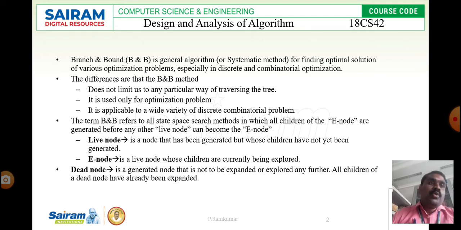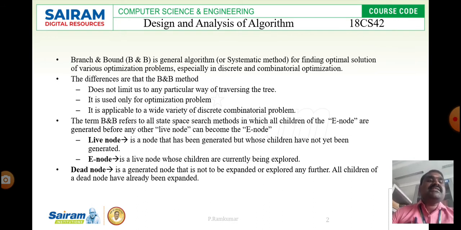Here, in order to find an optimal solution for a problem, we have three different types of nodes. The first is the live node, then the E node, which means extended node, and the last one is the dead node. A live node is a node which doesn't have any children. When we construct a tree, the last leaf node will be called a child, whereas the live node doesn't have any children. It means in future it might have children, but at present, when we create a node, it may not have any child node. That is called a live node.